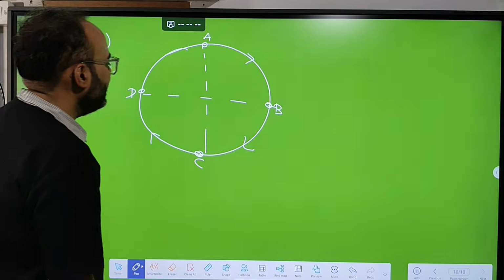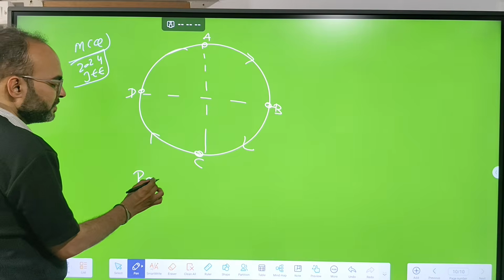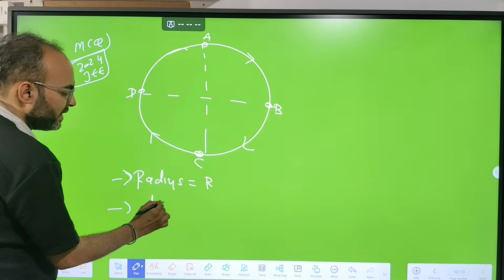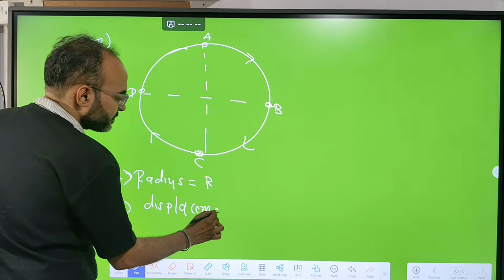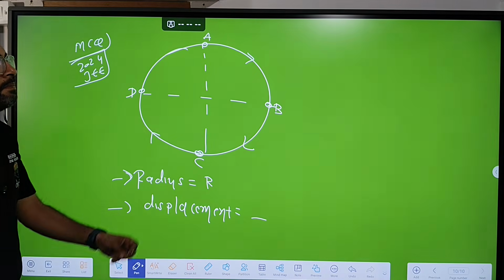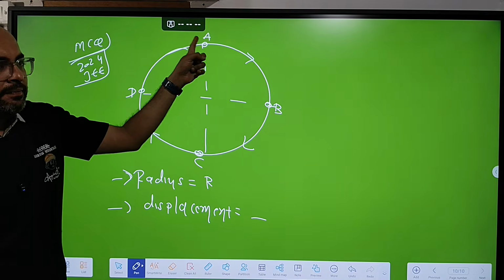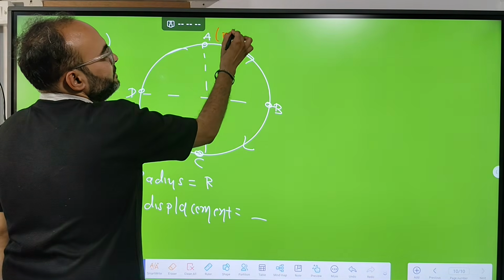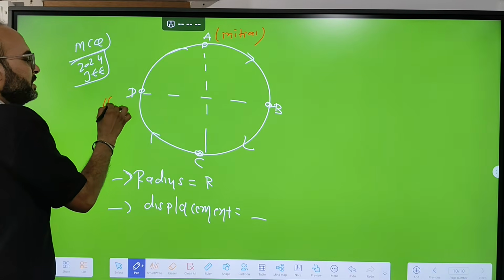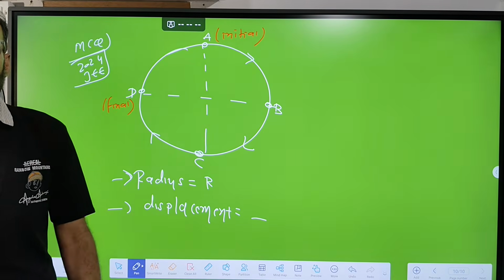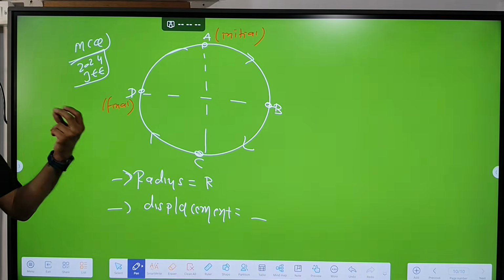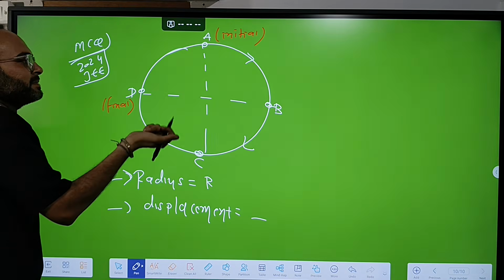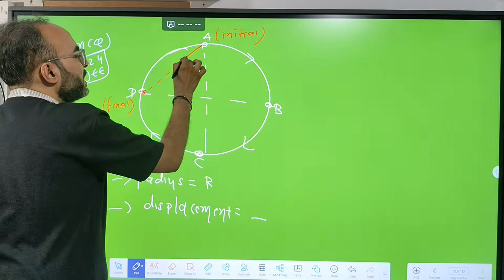See, same in that case, the radius of the circle is R, and we want to find the displacement. Chalo, what is the particle's initial position? A, then B, then C, then D. So A is the initial position, and D is the final position. So how to find displacement? We know for displacement, join initial and final position by a straight line.